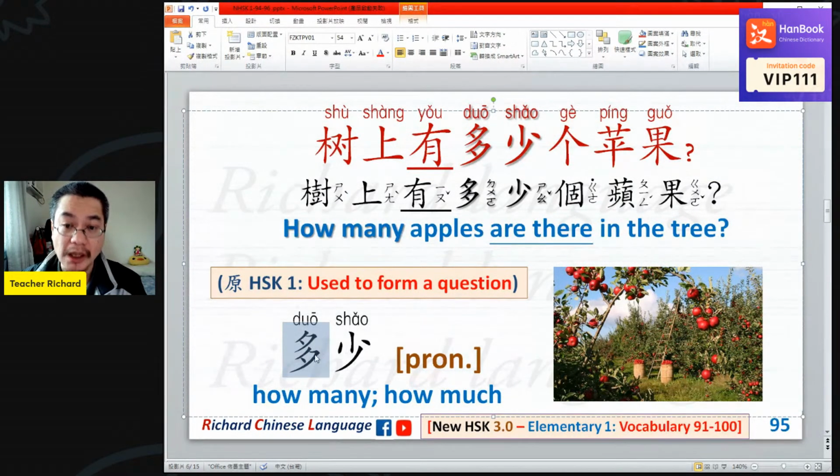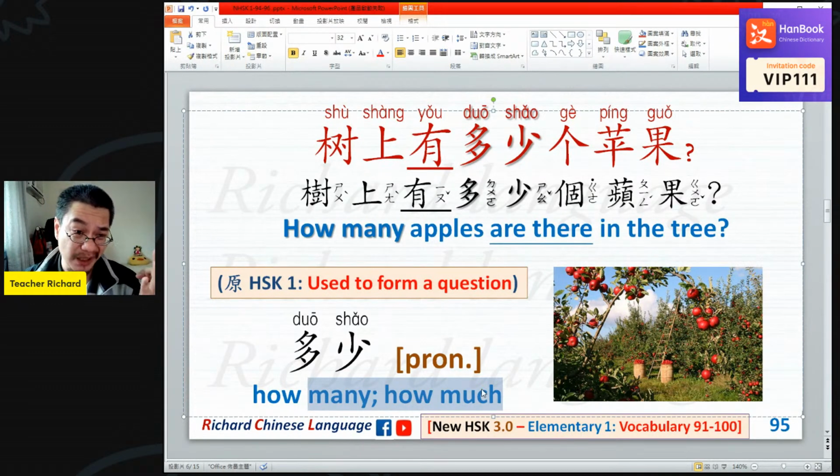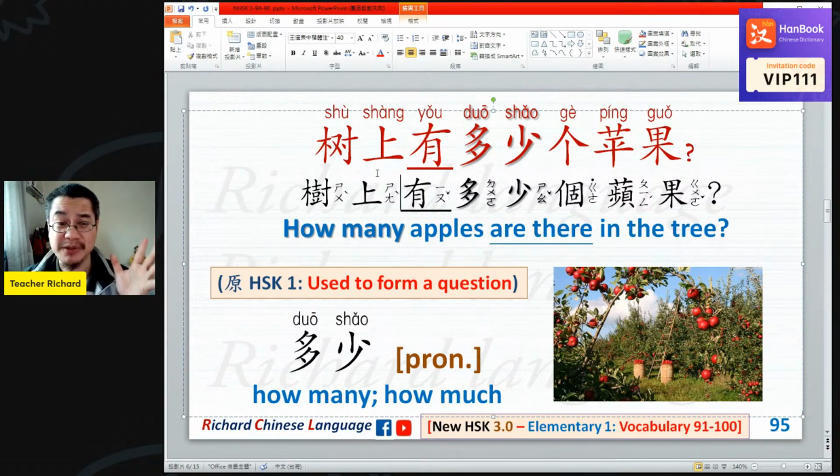多少 多 means many or much. 少 means little or few. But here, 多少 is a question word. It's a phrase to form a question. So 多少 actually means how many or how much. Actually, when you use 多少, you're asking a question. So 多少 is used to form a question. How many or how much? Okay, so the example sentence.